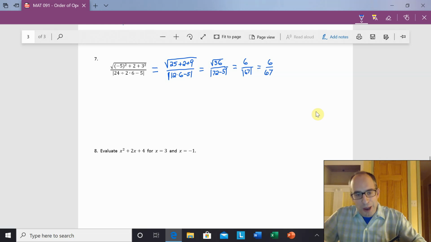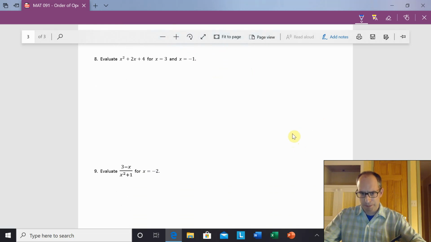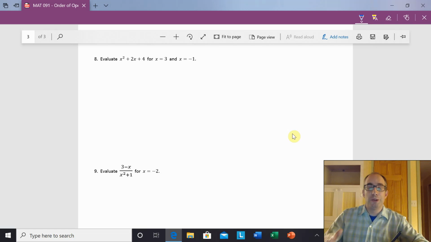Okay, so that one, it looks crazy at the beginning, and that's why I wanted to have something like that in there. Then these other two, these are just substituting in, but it's a different kind of phrasing. I figured it was worth going over. So we have this polynomial here, and it says evaluate it for x equals 3 and x equals negative 1.